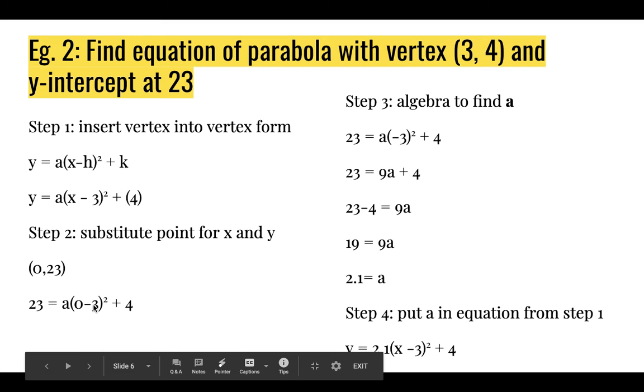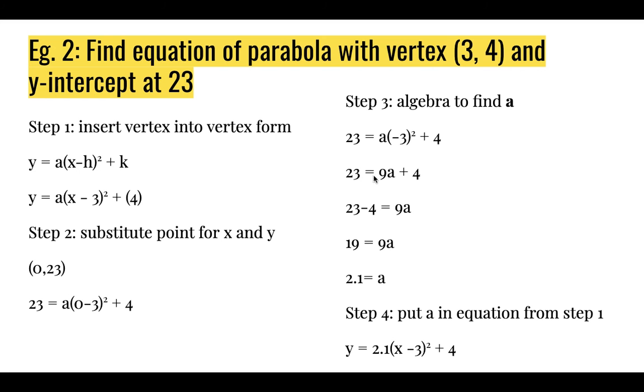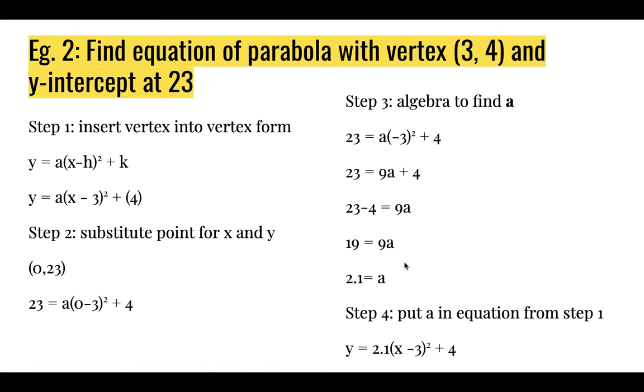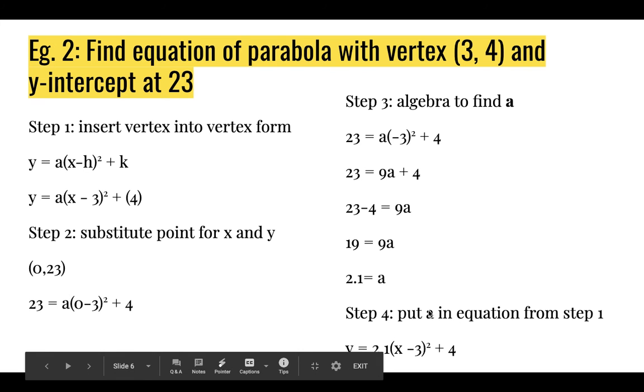So 0 minus 3 is -3, and -3 squared is 9. So we end up with 23 equals 9 times a plus 4. Now we have to get rid of this 4 first, so subtract it on both sides. 23 minus 4 equals 9 times a. 23 minus 4 is 19, equals 9a. And then you're going to divide both sides by 9 to get approximately 2.1, or you can leave it as 19 over 9. That's fine too. Step 4, you're going to put your a value back into your equation from step 1.